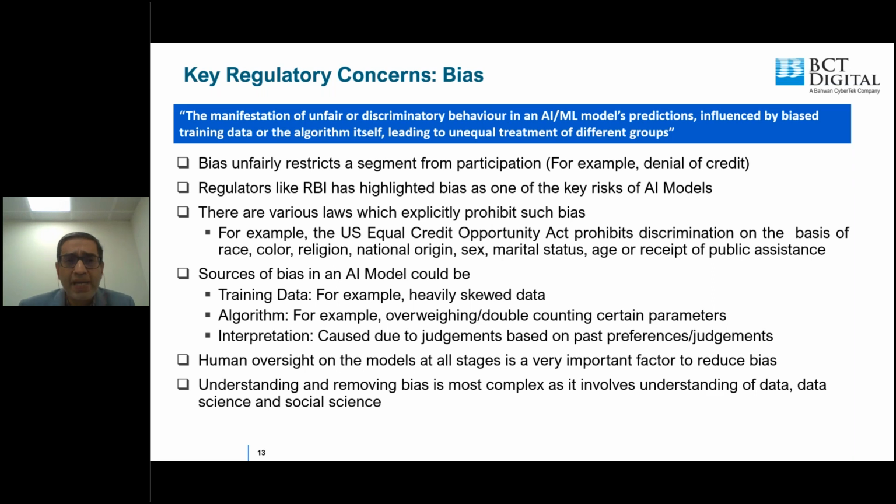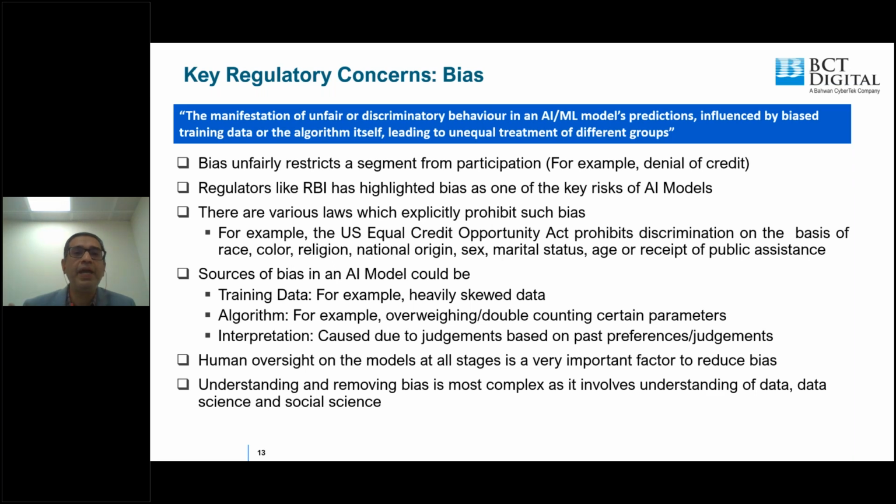So some of the sources of bias in a model could be the training data itself. You could have chosen data which could have been heavily skewed against a particular segment. The algorithm could have triggered such a bias. For example, double counting or overweighting certain factors could have triggered such a bias. And of course, the interpretation part. So how do you interpret it? What is called the interpreter's bias.